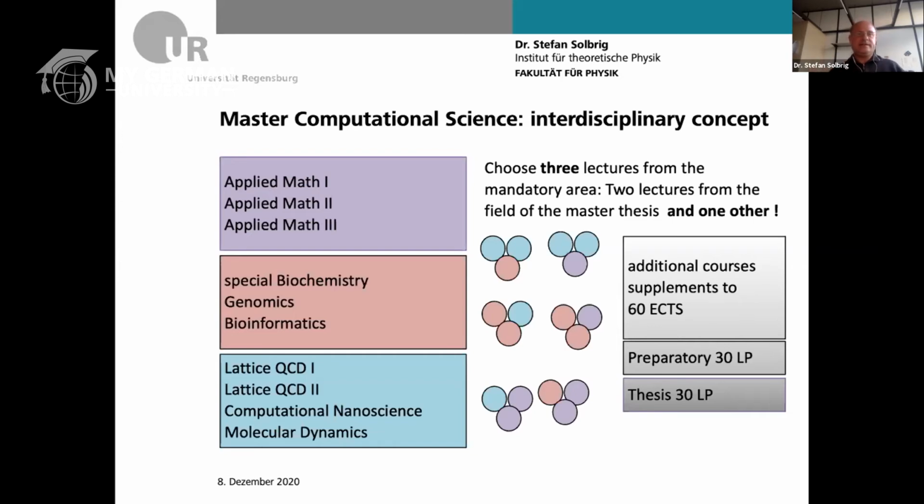So the idea is that you are not only specializing in one subject, but that you are learning to look at the broader picture and also take courses from different subjects to learn how the other departments are working.